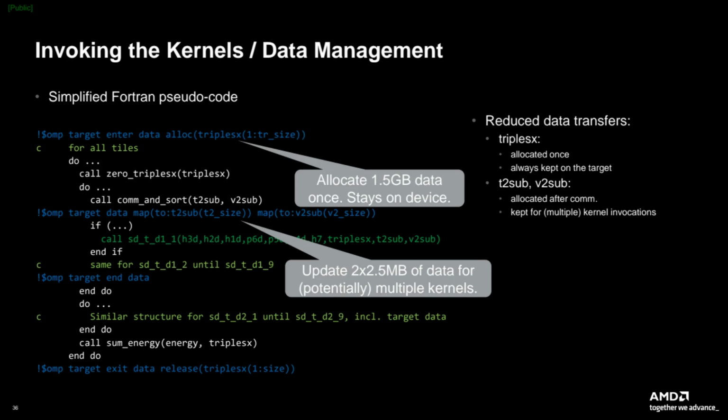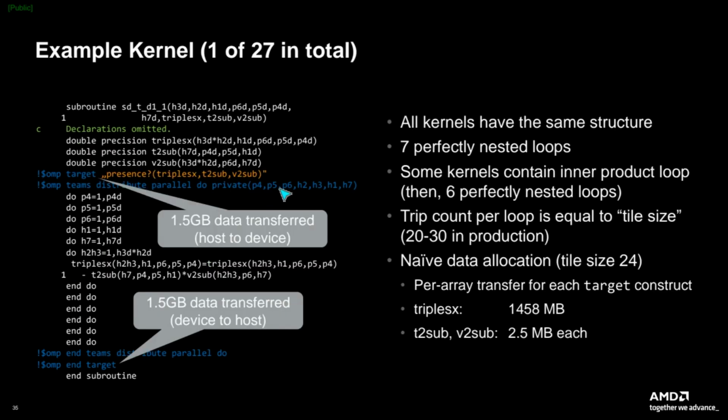So the first step was to reduce these data transfers so that we can actually see the benefits of computing on the GPU. They did that by allocating these arrays once on the device, and then they stay on the device. They're always kept there. The second thing that they did was they would update these 2 by 2.5 megabytes of data for multiple kernels. So these are allocated after some amount of communication, but then they're kept for multiple kernel invocations. So they were able to reduce the data movement overhead that would have happened if they had just done a naive port of, let's move this kernel to the GPU and we'll move data to and from the device at the beginning and end.